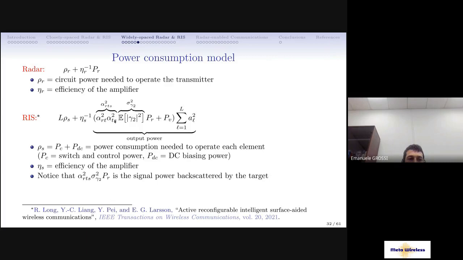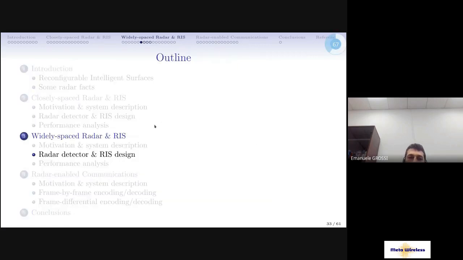Finally, the total power consumption is just the sum of these two terms here, the power consumption of the radar and the power consumption at the RIS. So, let us move on to the system design.